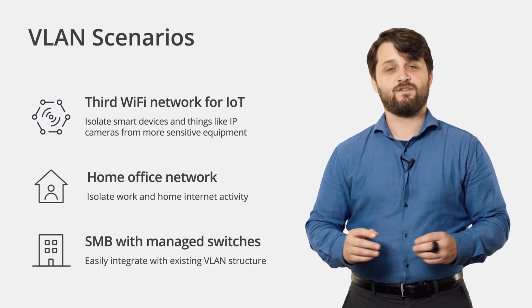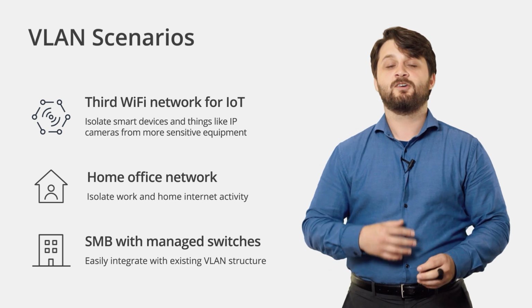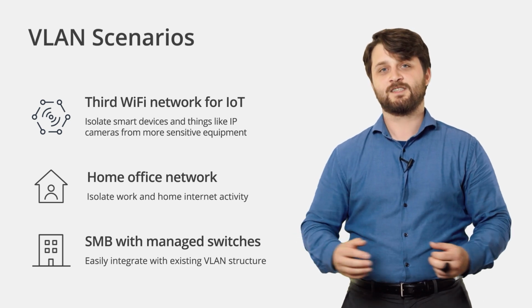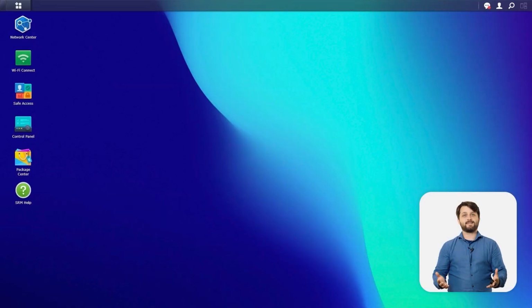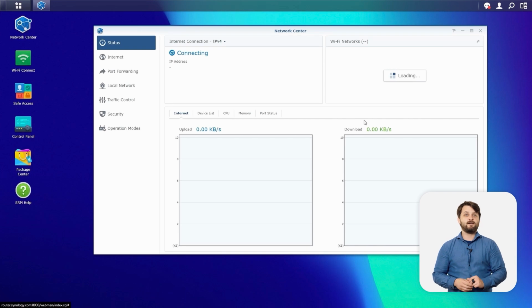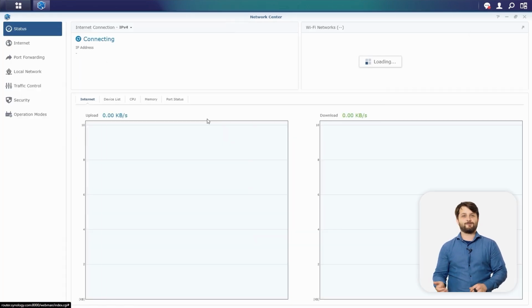So we're about to dive into some different example scenarios and demos of how you can actually utilize this feature inside of SRM. So here we are back inside of SRM, and we're going to be creating a third network for IoT devices and restricting traffic between that network and our primary network with some exceptions.